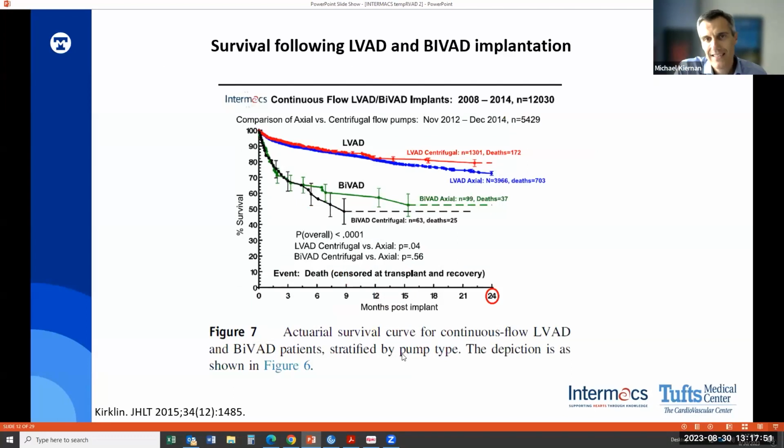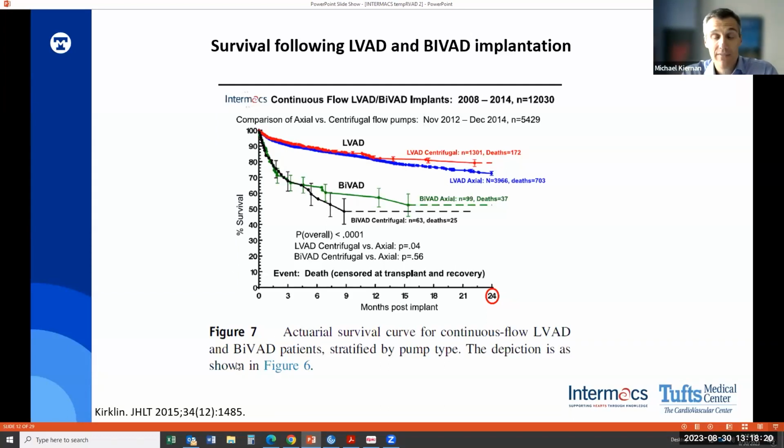So moving on to the data from INTERMACS, again, a separate analysis. This has been published in the annual reports in the Journal of Heart and Lung Transplantation, and now STS. And this is a comparison, again, of LVAD versus BiVAD in patients who received the HVAD device versus the HeartMate 2. Again, just demonstrating survival, as I showed previously, of about 50% between 6 and 12 months.